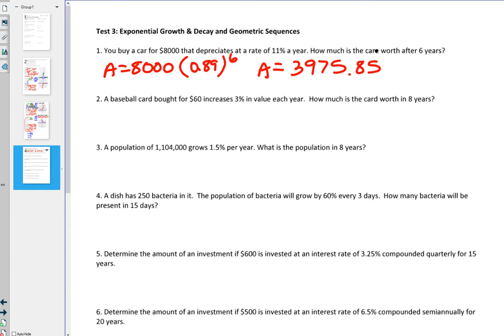A baseball card was bought for $60 and increases 3% in value each year. How much is the card worth in 8 years? Okay, this is going to be growth. Jason, you can redeem yourself. The card costs $60 at first. What's the growth factor?